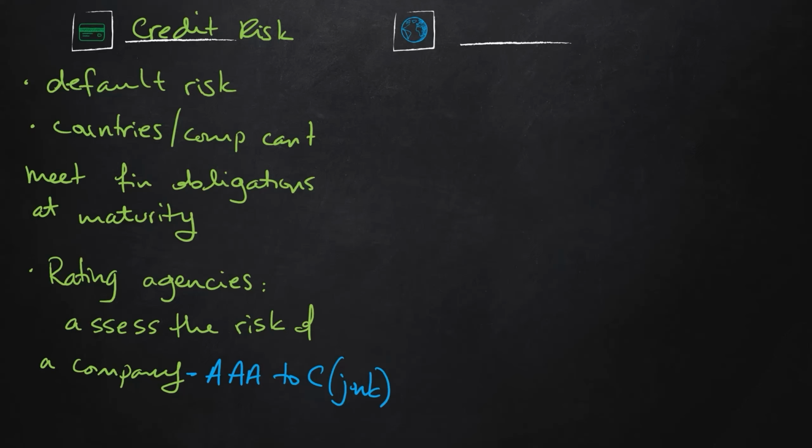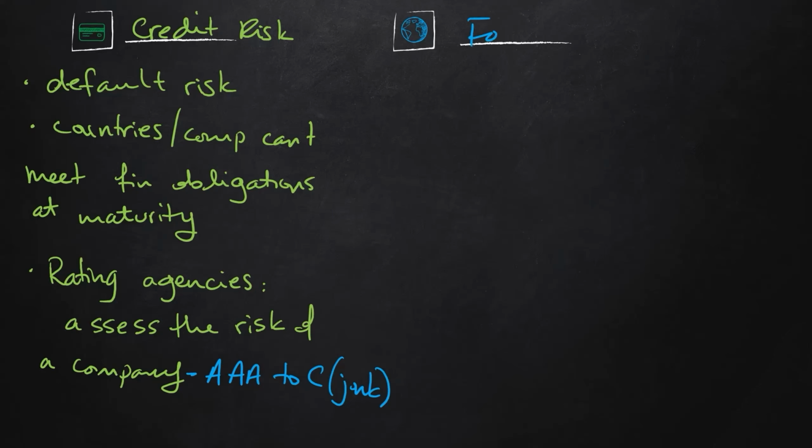One example of a country that's been classified as distributing C bonds is actually Venezuela. Currently, they're defaulting on their loans, and so they have been ranked by the rating agencies as C, or junk bonds.